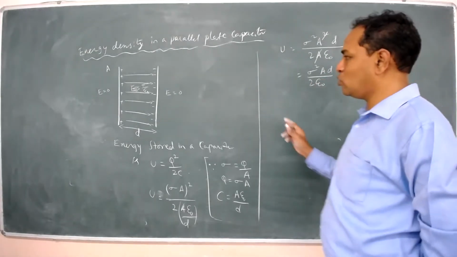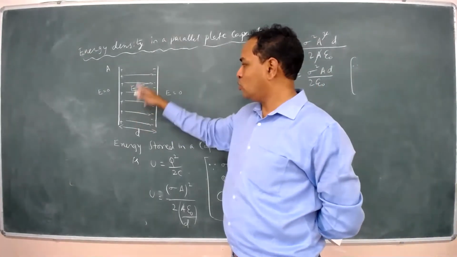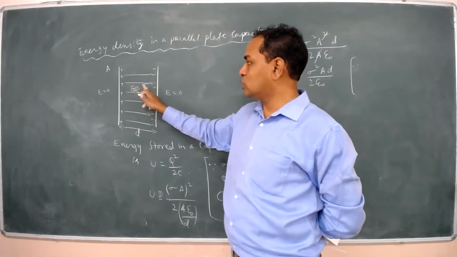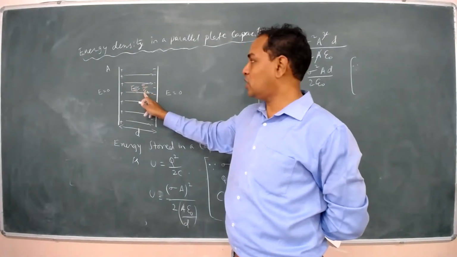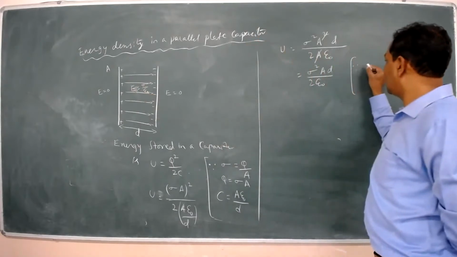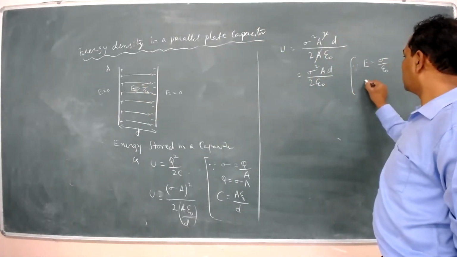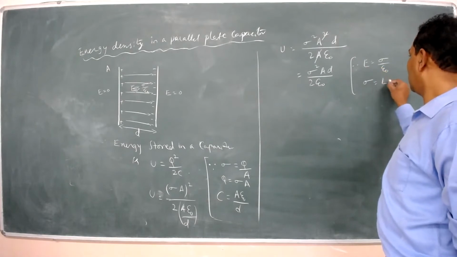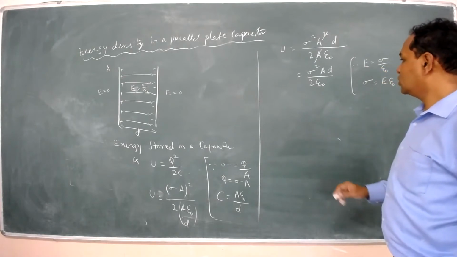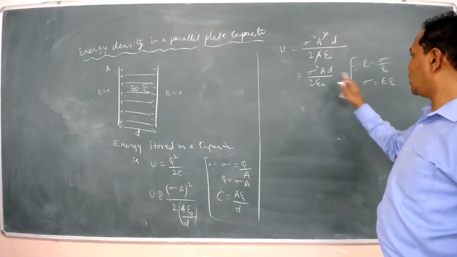Just now we got that between these two plates, the electric field is E equal to sigma by epsilon naught. Since we know that E is equal to sigma by epsilon naught, therefore sigma is equal to E into epsilon naught. Therefore, this sigma value I will substitute here.